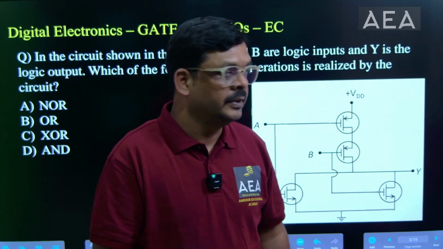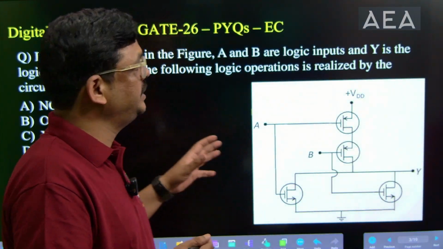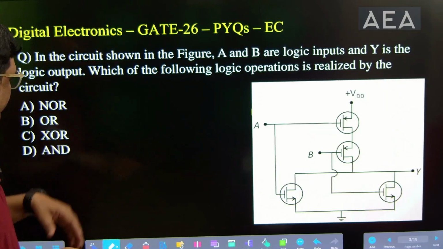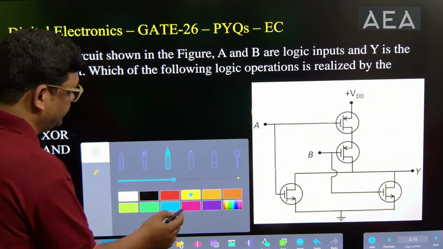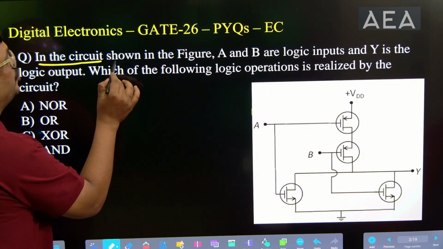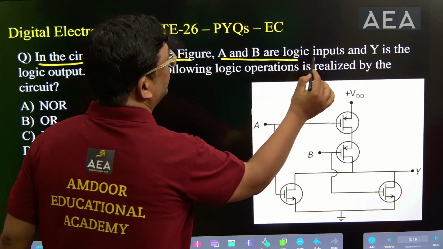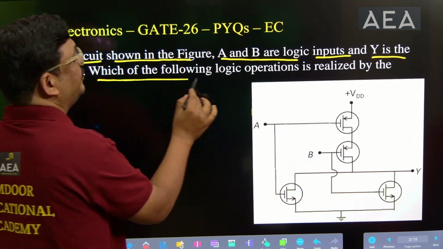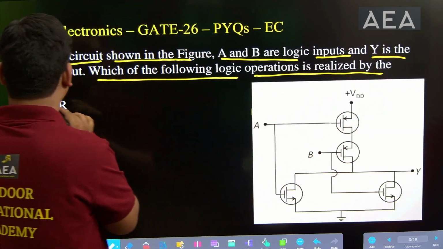paper. First of all, we'll go through this question. This question comes under 1 mark questions. First of all, please read the question. In the circuit shown in the figure, A and B are logic inputs and Y is a logic output. Which of the following logic operations is realized by the circuit?